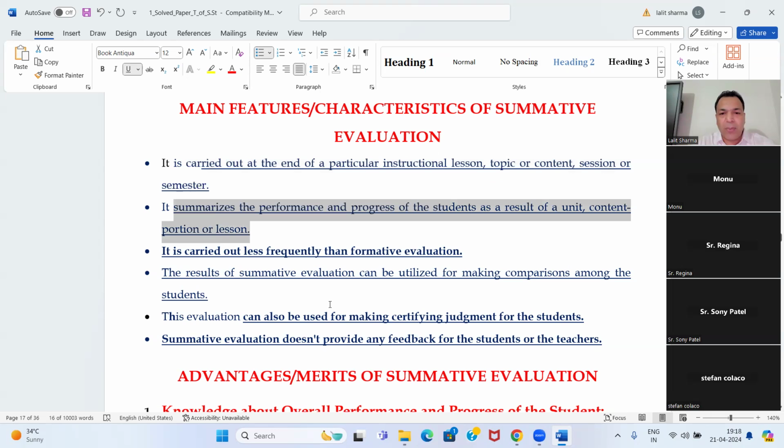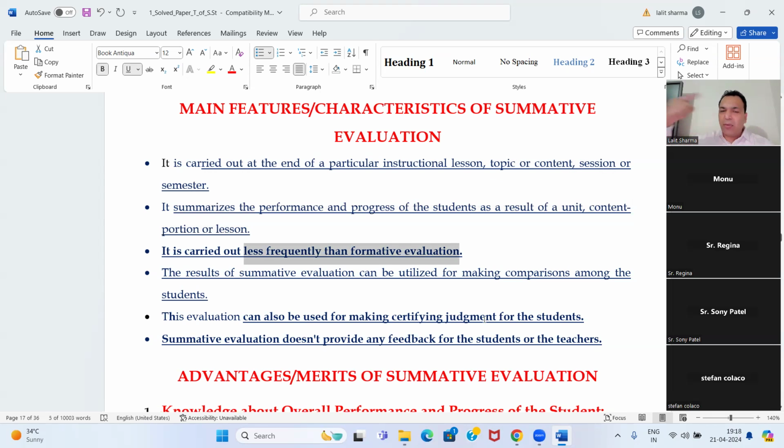It summarizes the performance and progress of the student as a result of a unit, content, portion or lesson. It is carried out less frequently than the formative evaluation. Formative evaluation you take after a week, है ना, right? After a week, after 10 days, after 3-4 days, after 15 days. But summative evaluations you take at the end, right?